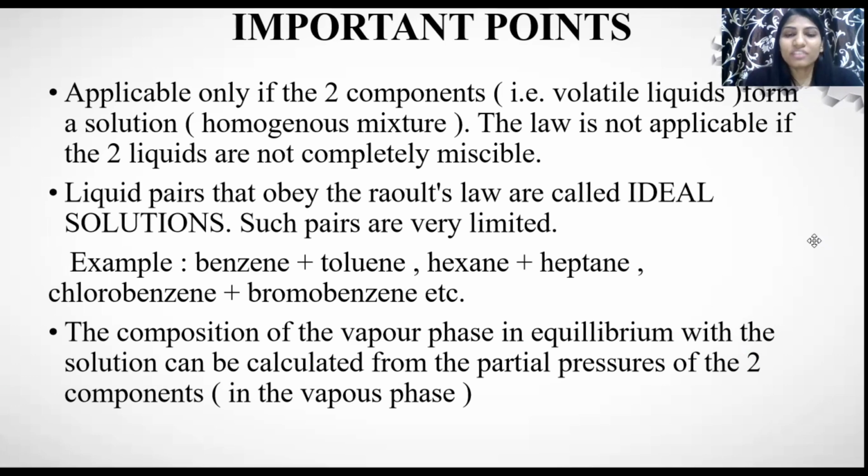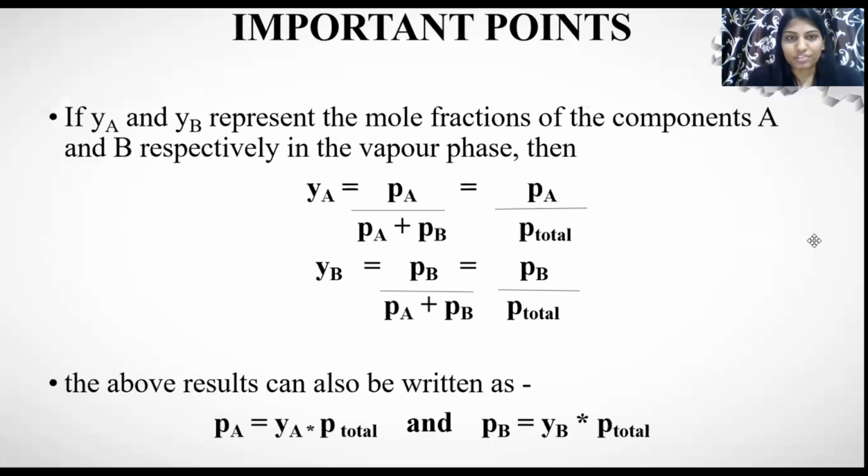Now, the composition of the vapor phase in equilibrium with the solution can be calculated from the partial pressures of the two components. We have all learned about the liquid portions when the components are in liquid phase. But when the components are in vapor phase, what about their partial pressure? The mole fractions in the vapor phase are shown by YA for component A and YB for component B.